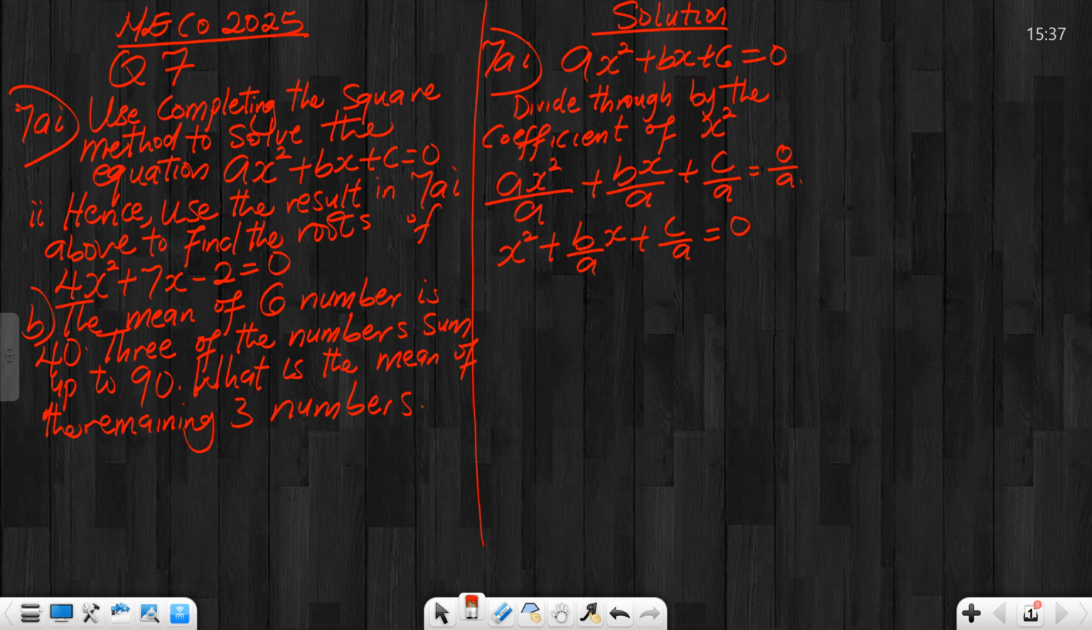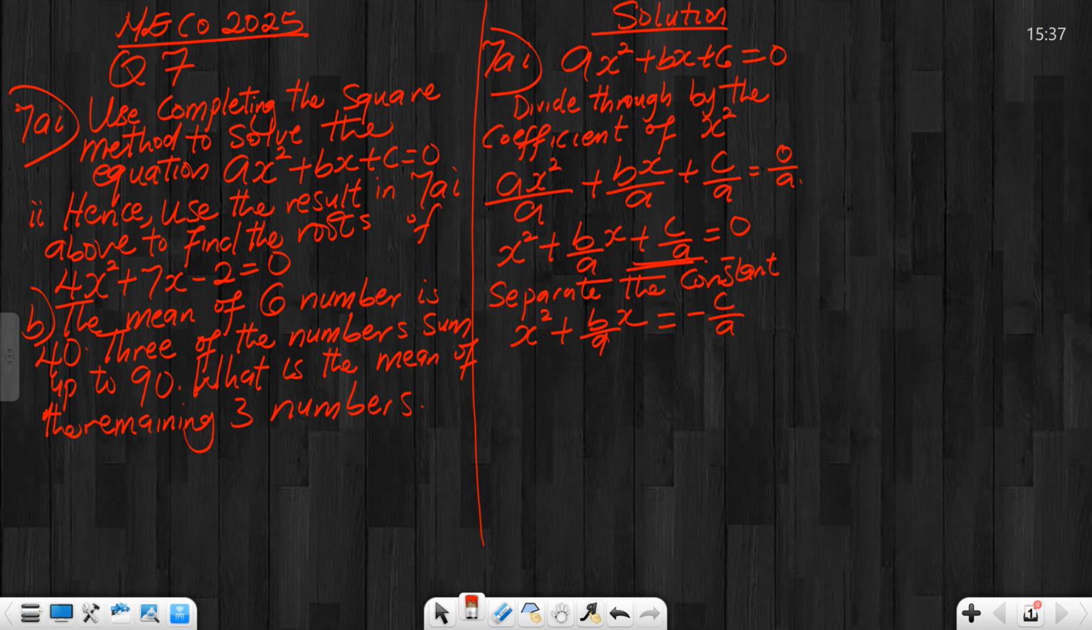The next thing here is to separate the constant. And what is the constant here? Here is the constant. We are going to take it to the other side. So that will be x squared plus b all over a x equals minus c all over a.